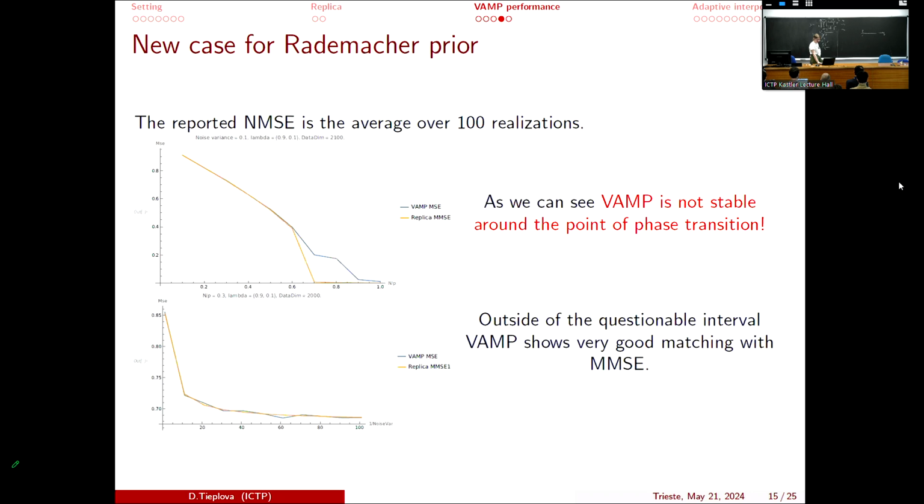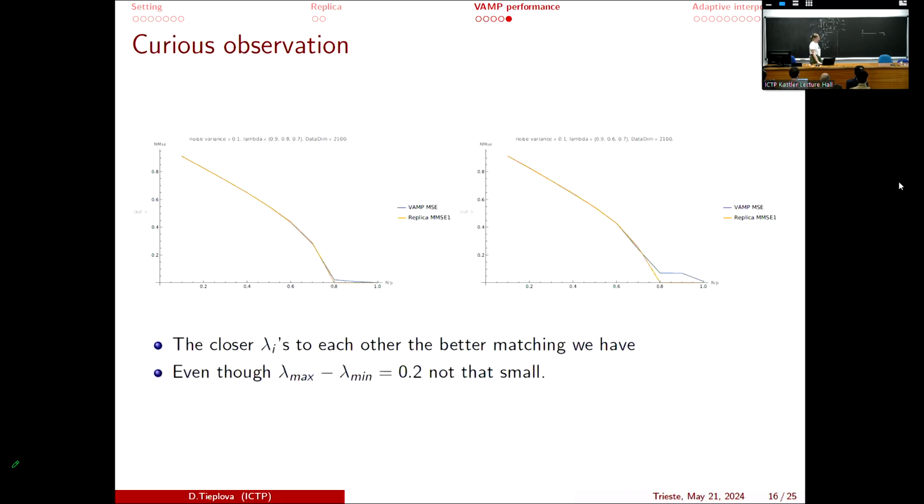Another curious observation, which is kind of logical, is that if these eigenvalue parameters lambda are close to each other, then even if we have many, we still have a good matching. For example, on the first plot, we have 3 different eigenvalues, but all of them are from the interval from 0.9 to 0.7. Even though this interval of 0.2 is not that small, especially when you have just the interval from 0 to 1 in general, the matching is still very nice. But when we take lambda a little bit further, it again starts to be not very stable.